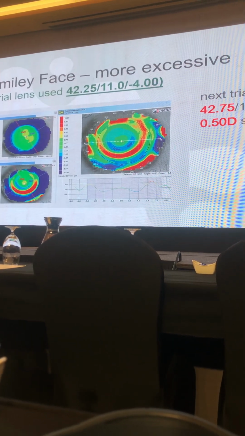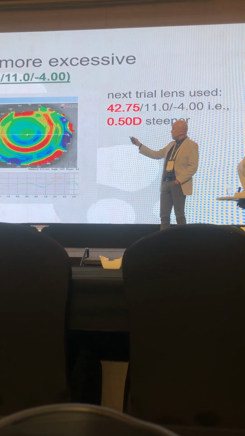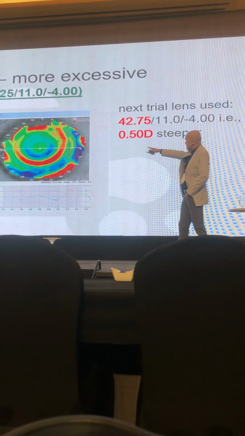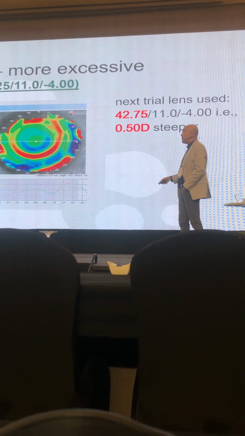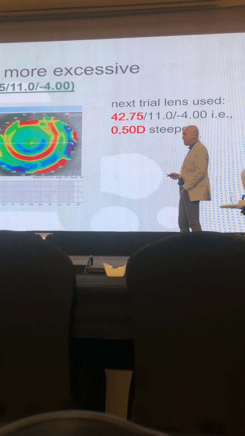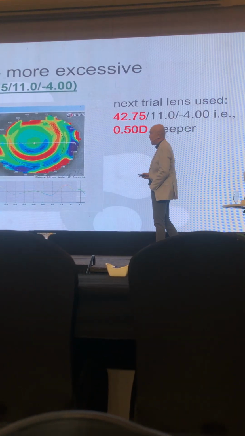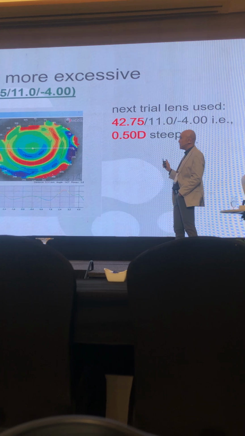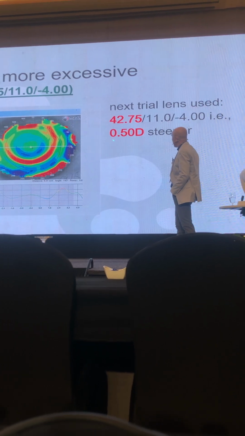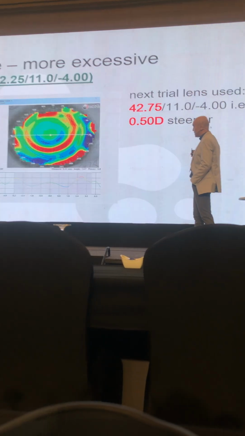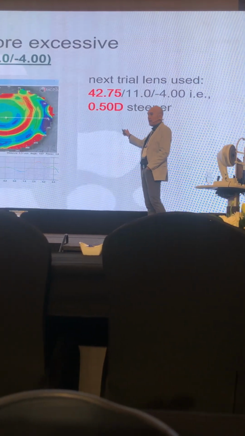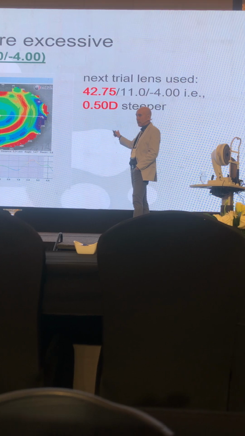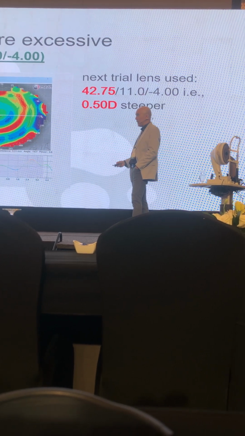This is another one. So after trial fitting, you have a smiley face. What we're going to do is stiffen the lens. Stiffen the lens by choosing the next reference case, a steeper reference. So 42.25 down to 42.75. And do an overnight trial again.